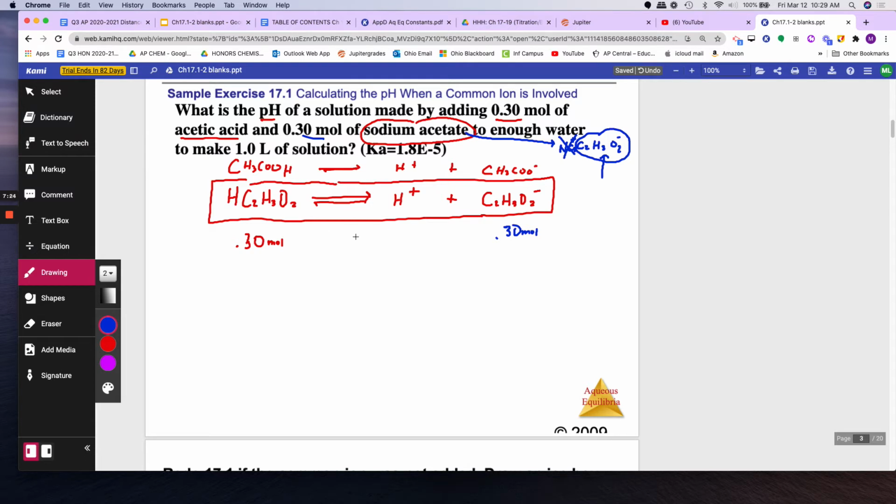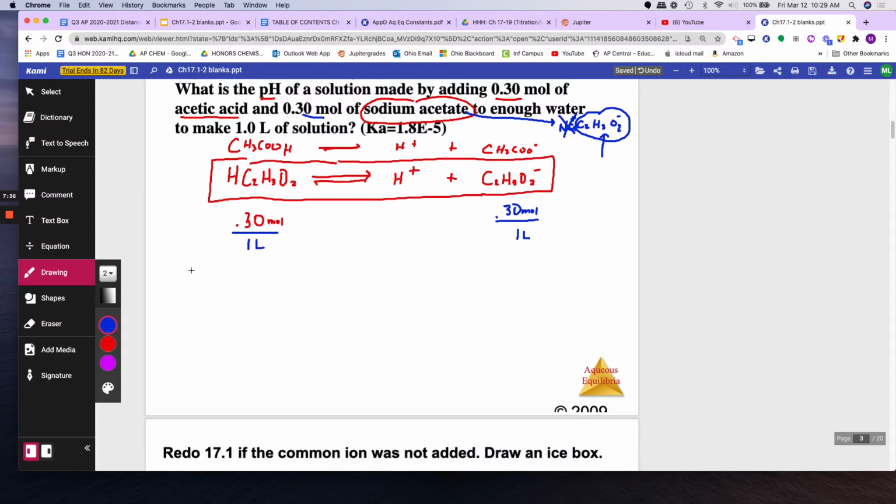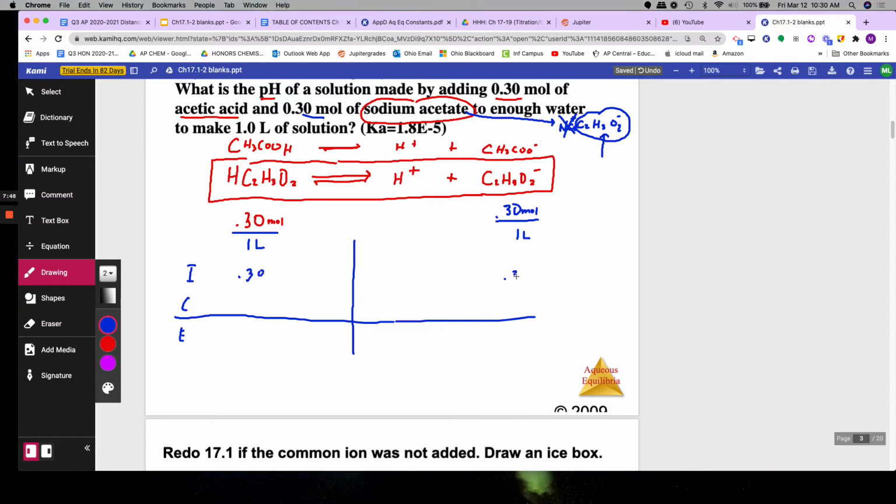Okay, so what you have in this beaker is a common ion, okay? And you have to make a 1 liter solution. So the molarity here is pretty much, I'm going to draw an ICE box. So this is pretty much 0.30, and this is pretty much 0.30. Okay, so you don't have any of these because it didn't say that you had any acids or anything. So you're going to do minus x, plus x, plus x.